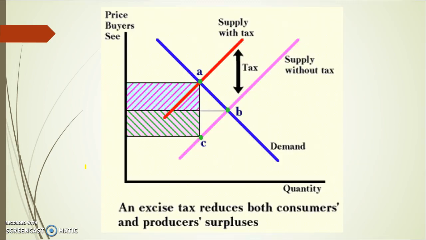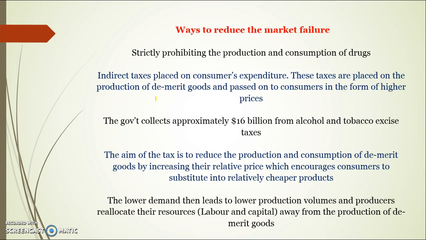So one thing they can do is put an excise tax on these things. The excise tax is for the producer, so it shifts the supply curve to the left because it leads to a higher cost of production, and then we end up with a lower quantity smoked of these cigarettes or alcohol because of the higher price contracting demand. So ways to reduce the market failure: strictly prohibiting the production and consumption of drugs. So with many illicit drugs, they're completely illegal.